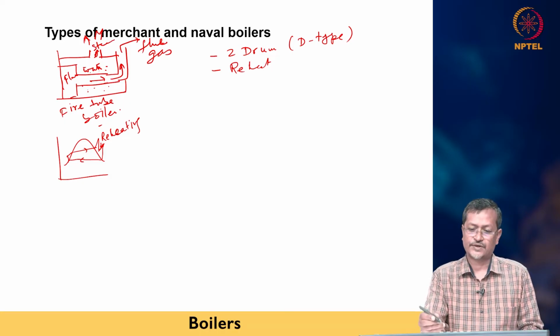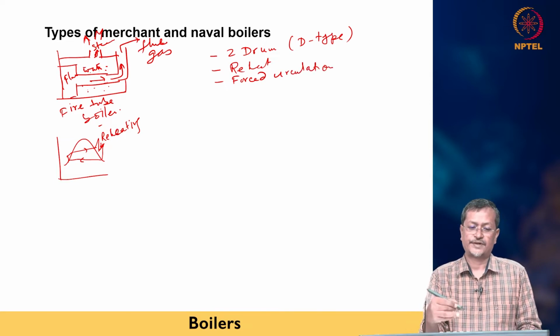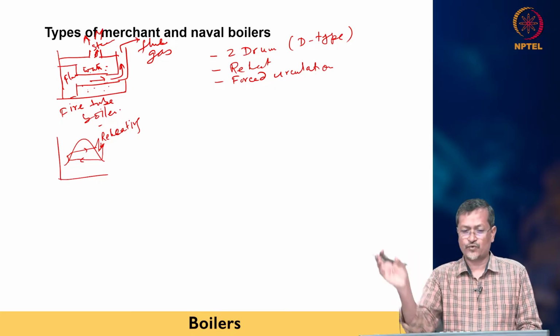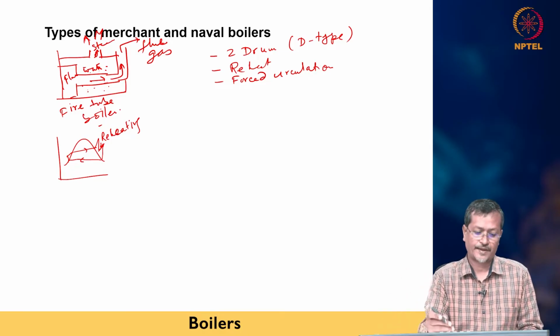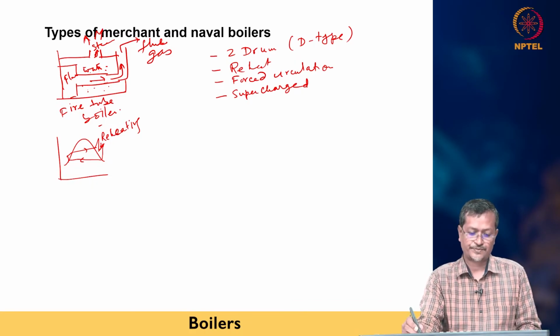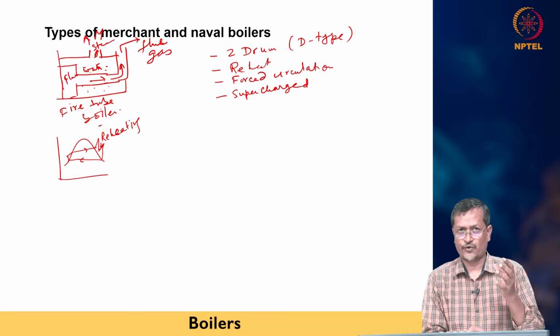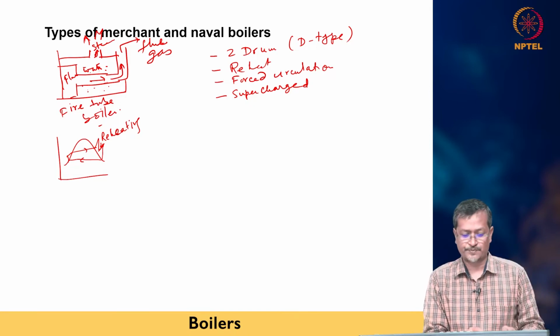Okay. A forced circulation boiler will be there. In a forced circulation boiler, water will be forced to circulate inside the boiler, so that more mixing and more heat transfer will happen to the water. And supercharged boiler. Supercharged boiler means the combustion chamber needs lots of oxygen. So in that case, what do you do? You compress air and give it to the combustion chamber. So combustion efficiency will be higher, and heat transfer will be higher. So that is called supercharged boiler.